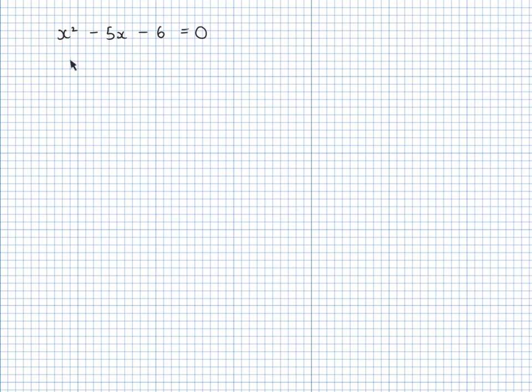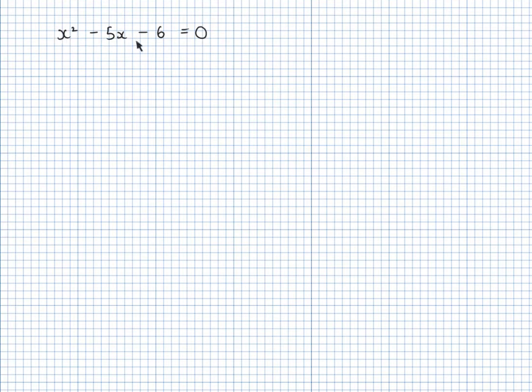Here we have a quadratic equation, and the task would be to solve an equation like this. Okay, so how do you go about solving it? Well, one method for that would be to factorize this. So factorize it and then work from there.